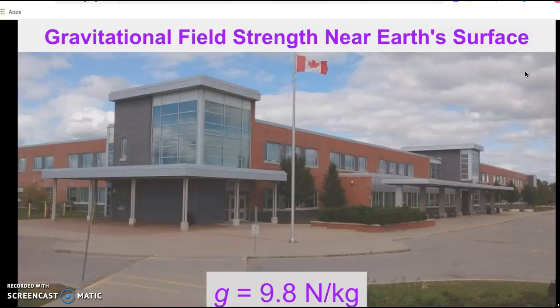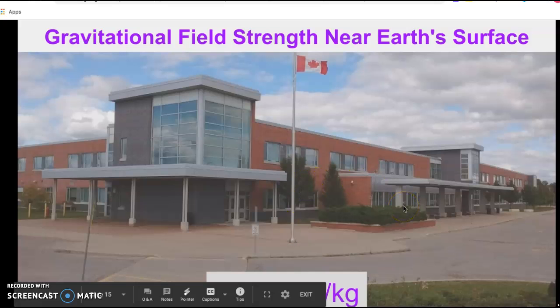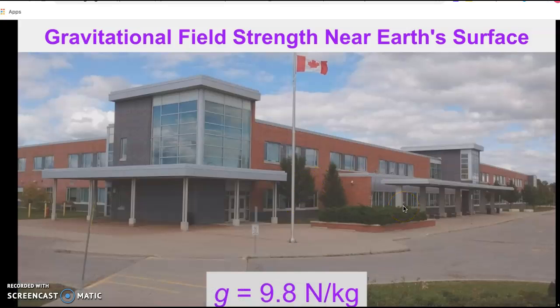But the number you need to know for Earth is a number you've seen before, 9.8. 9.8 newtons per kilogram is a gravitational field strength near the surface of Earth. That number matches the acceleration of any object due to free fall. Okay, we did that a whole lot.